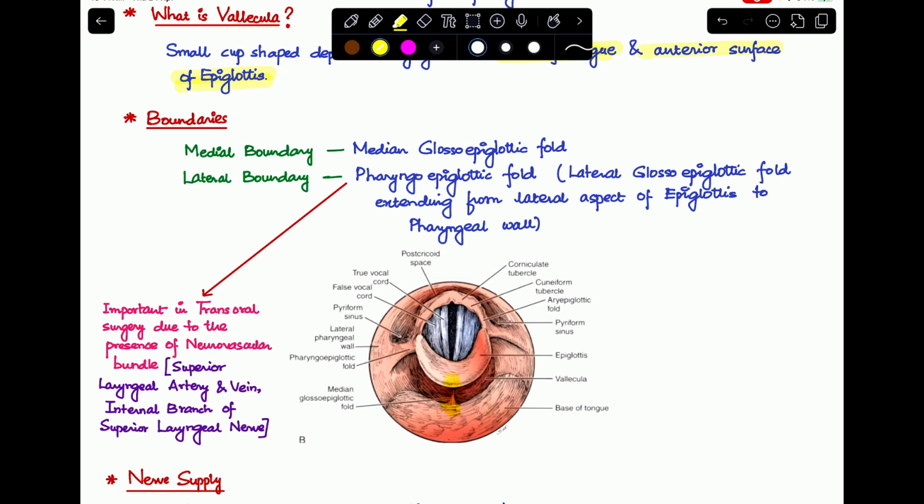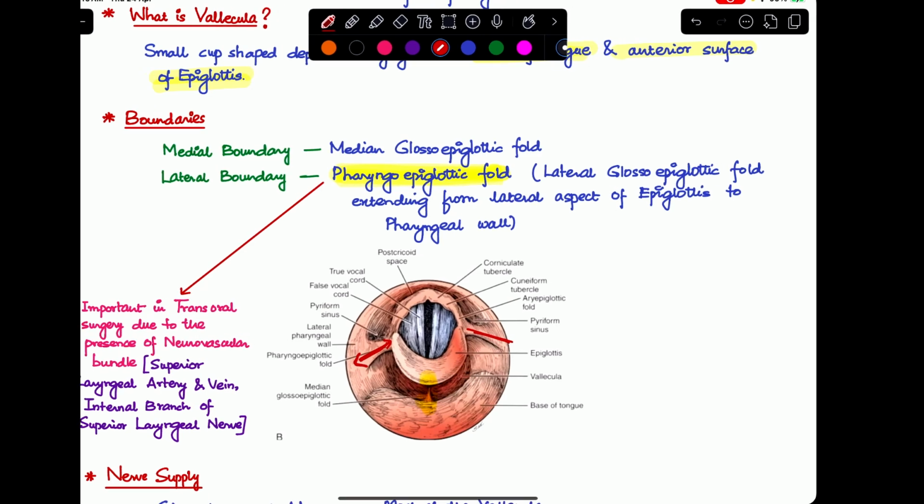And the lateral boundary is formed by the pharyngoepiglottic fold. The pharyngoepiglottic fold is basically the lateral glossoepiglottic fold which extends from the lateral aspect of the epiglottis to the pharyngeal wall. You can see over here, this is the pharyngoepiglottic fold on both sides, extending from the lateral surface of the epiglottis to the pharyngeal wall over here. So this is forming the lateral boundary.